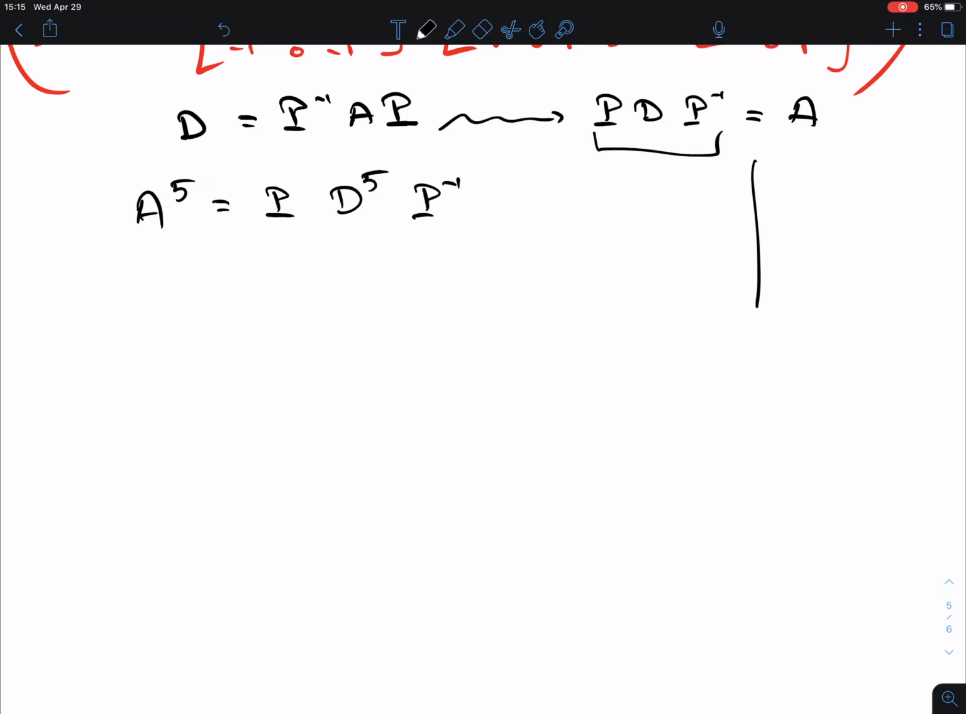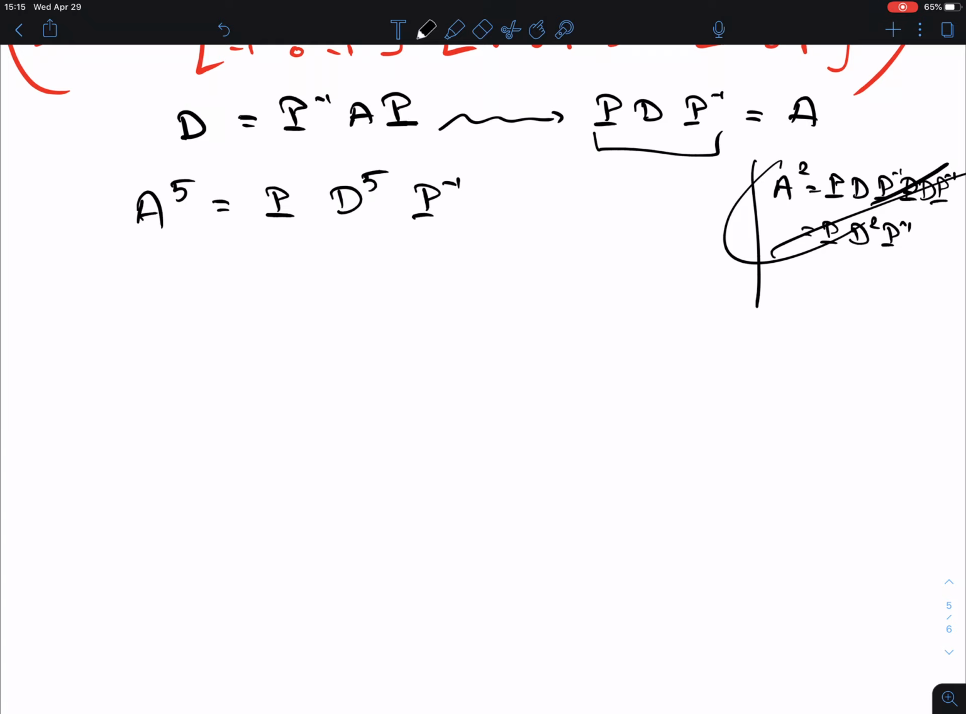Say, I just want to show you what A squared is again. P D P minus 1 P D P minus 1, right? I write A twice. And then the P and the P minus 1 cancel out, so we get P D squared P minus 1. That's the magic that happens, and it happens with higher powers as well. Okay? That was how it worked.